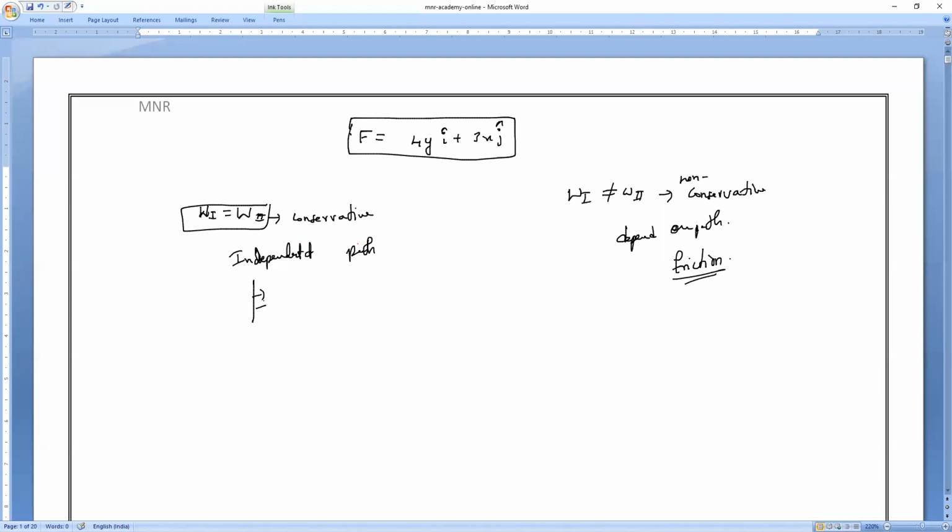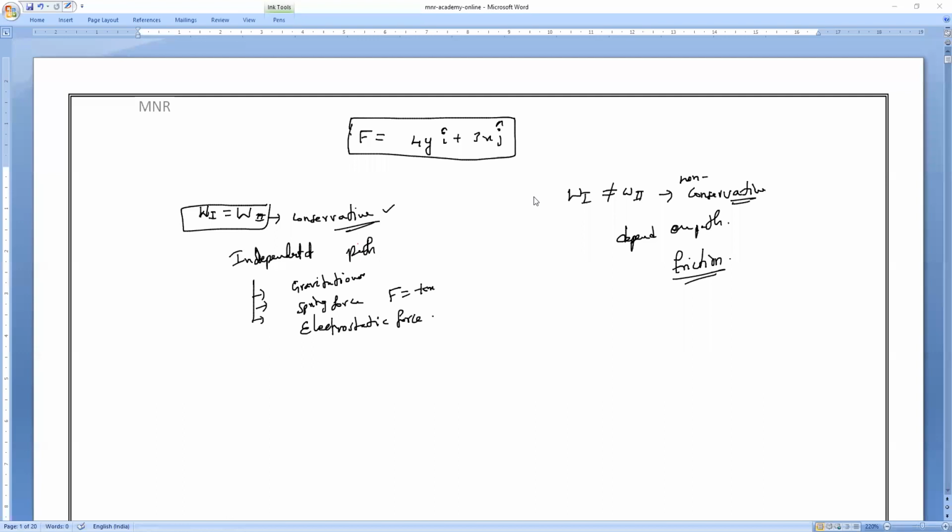For conservative forces, I have given you 3 examples. One is gravitational force. Next is spring force, that is F equals minus kx. And the third is electrostatic force. That is what we studied in yesterday's class: what is conservative and what is non-conservative.